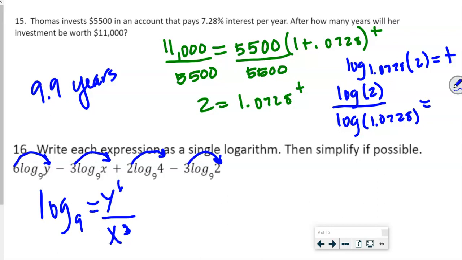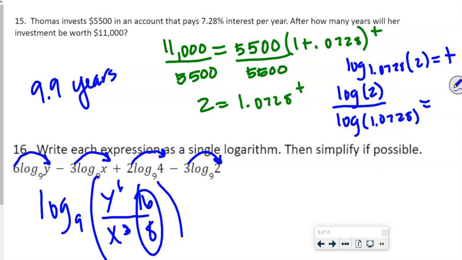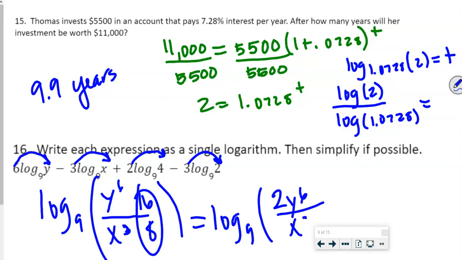Then we've got 2 to the 4th is 16. And then we've got minus, that goes on the top because it's positive. And then 2 to the 3rd is 8. So these two right here are going to reduce. So I don't know why I put an equal sign there, y'all. So this is going to be log base 9 of 2y to the 6th over x to the 3rd.